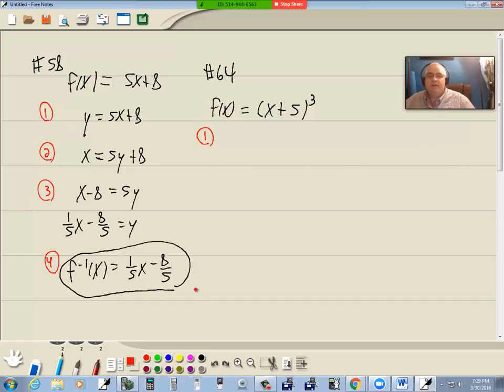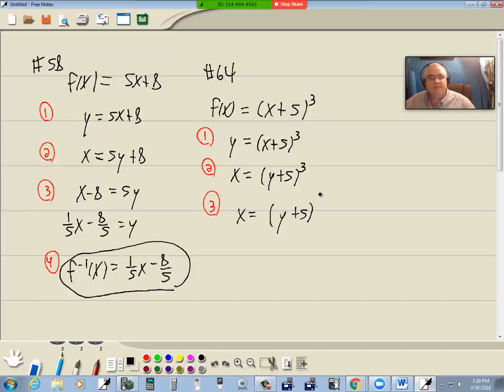So step 1, replace f of x with y. So we've got y is equal to (x plus 5) to the third. Step 2, interchange x and y, swap them. So we got x is equal to (y plus 5) to the third. Step 3, solve for y. This is going to become (y plus 5) to the 3 over 1.